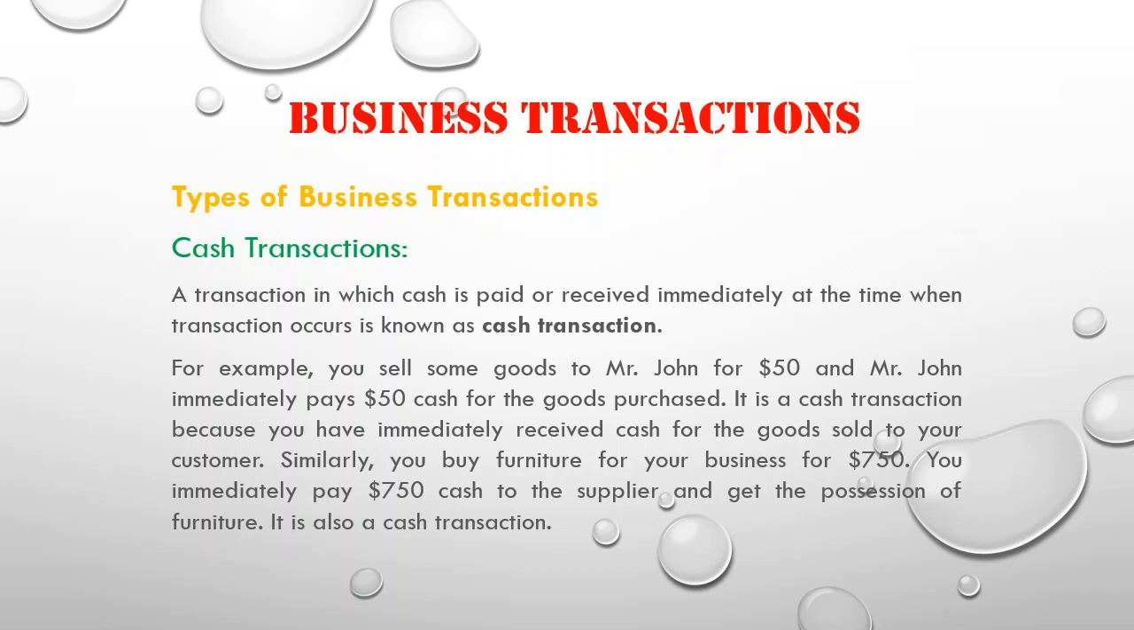Similarly, if you buy furniture for your business for $750, you immediately pay $750 cash to the supplier and get the possession of the furniture, it is also a cash transaction.